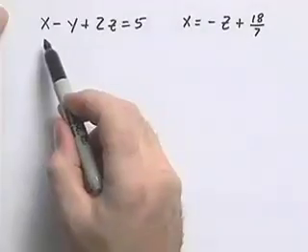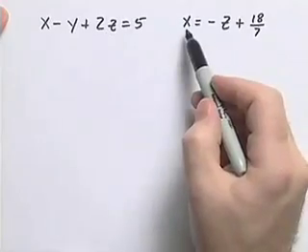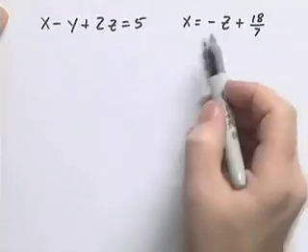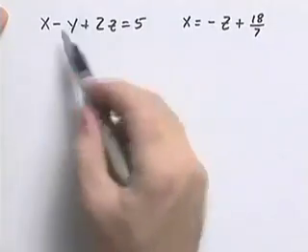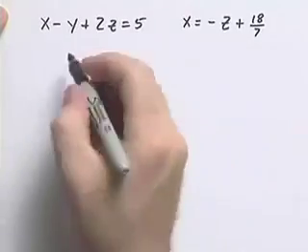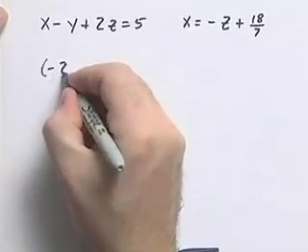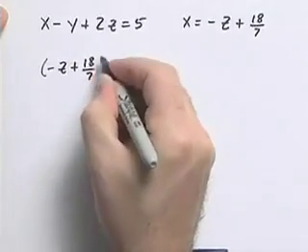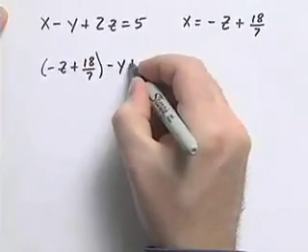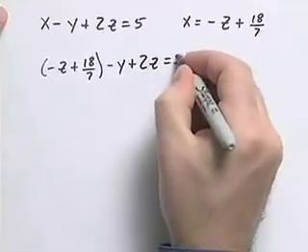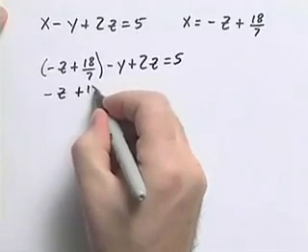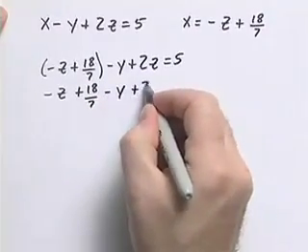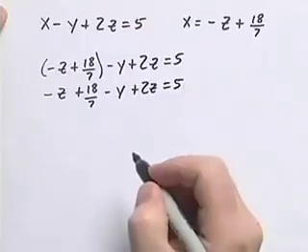Now we need to get y in terms of z to complete our solution. Here we've rewritten our first equation, and here we have x solved in terms of z. So we're going to take our definition for x, plug that into our first equation, and then solve this equation for y to get it in terms of z. So here we would have negative z plus 18 sevenths, that's what x is, minus y plus 2z equals 5. So we can use our grouping symbols, negative z plus 18 sevenths minus y plus 2z equals 5.